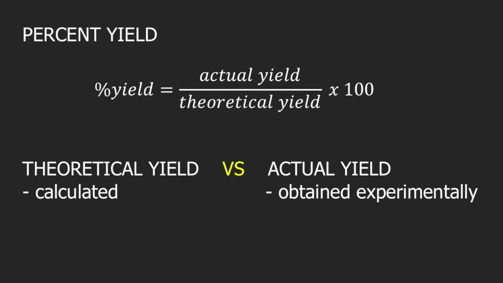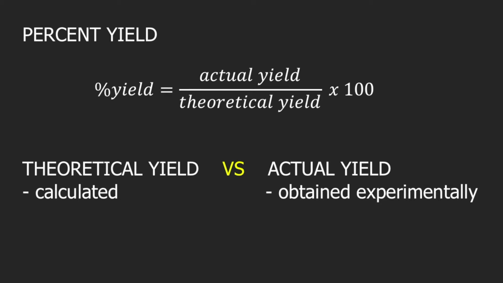Now let's differentiate theoretical yield from actual yield. In part 3, I already taught you about theoretical yield. Theoretical yield is something you can simply calculate from the mass or the amount of the limiting reactant. On the other hand, you cannot simply calculate the actual yield because you obtain this experimentally.